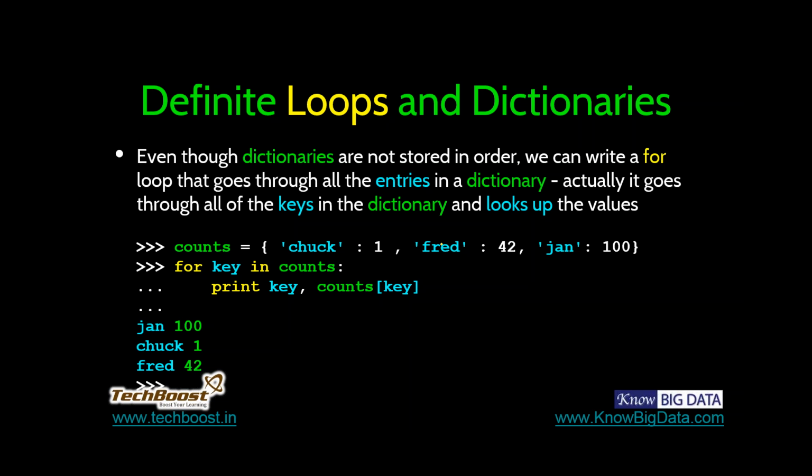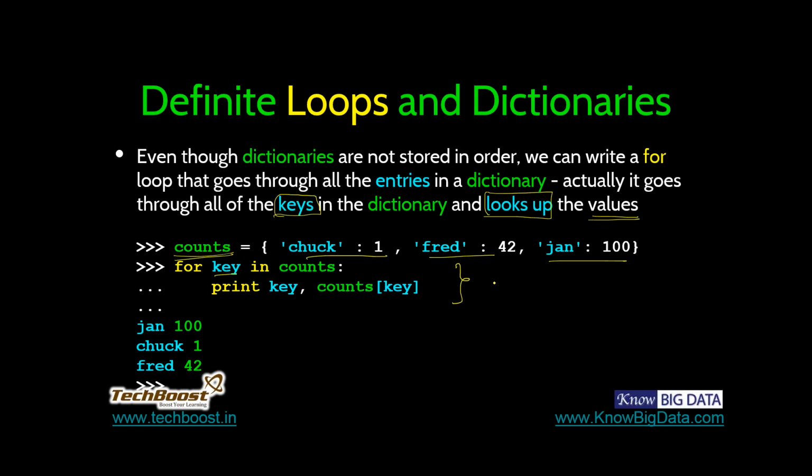Okay, so what the below for loop does, in fact, this is very specific to say that this for loop goes through all the keys in the dictionary and looks up all the values. So what is counts? Counts is the dictionary we're talking about. It has three items, three key value pairs rather. We're trying to loop over each key.